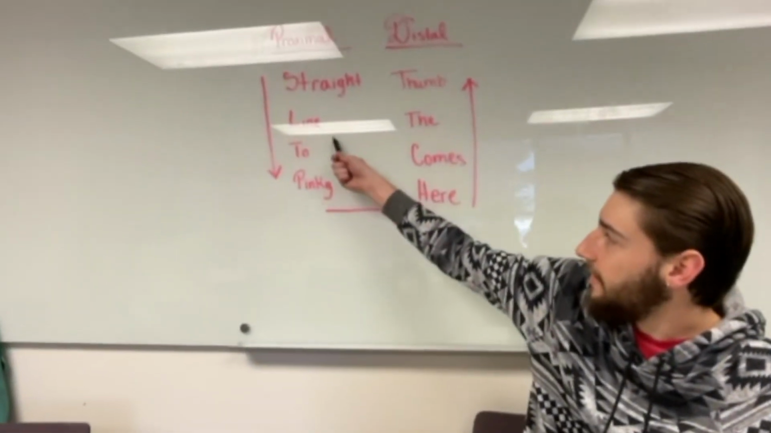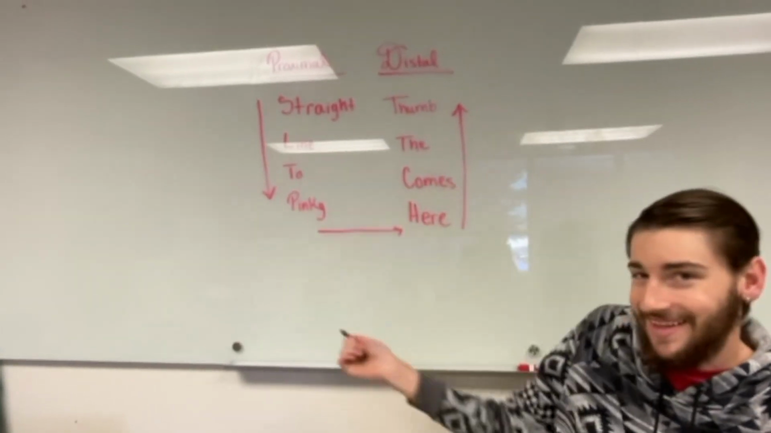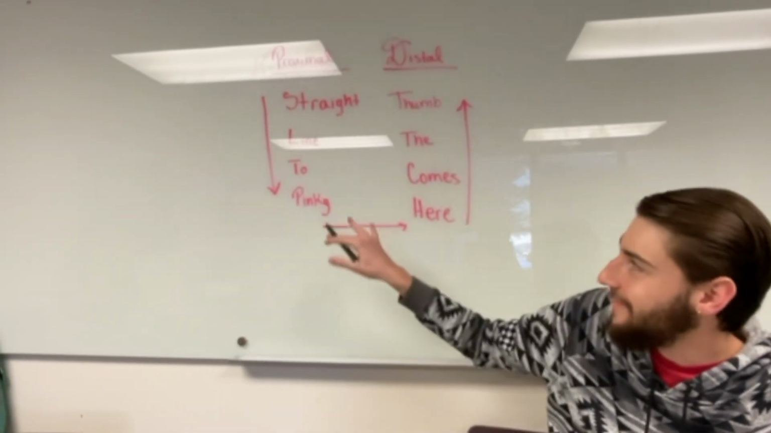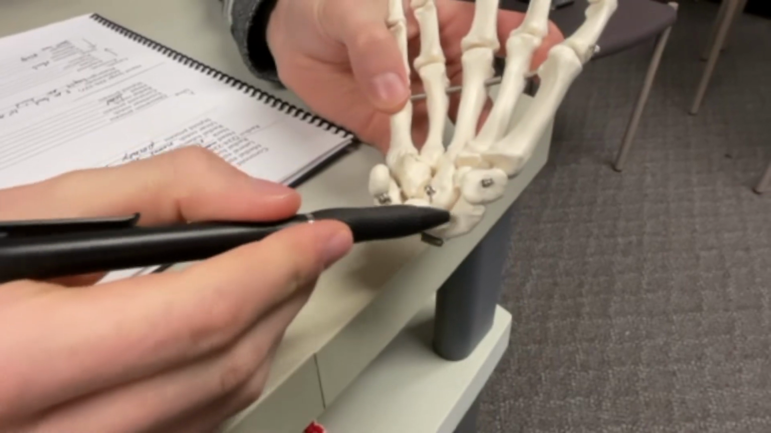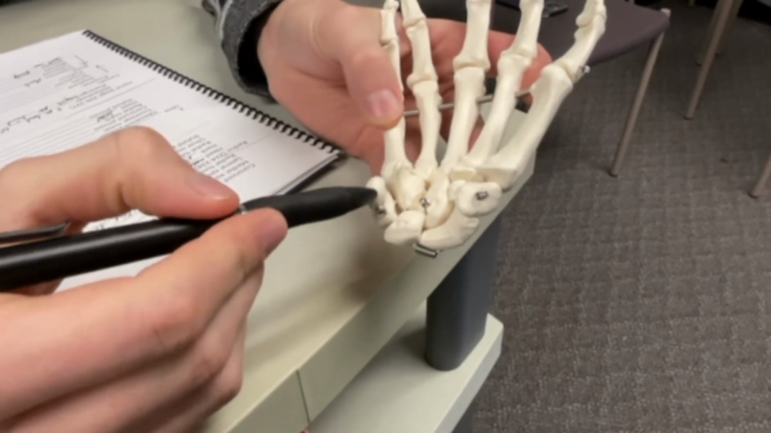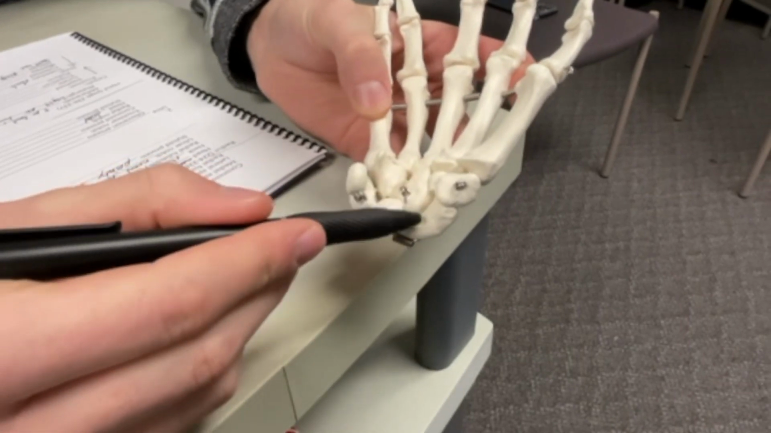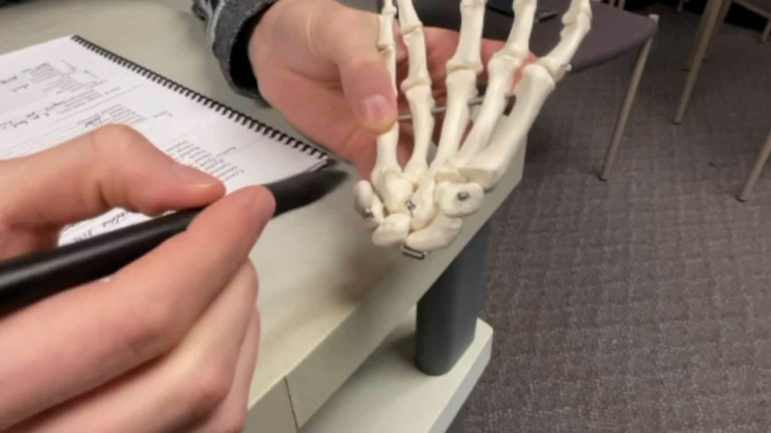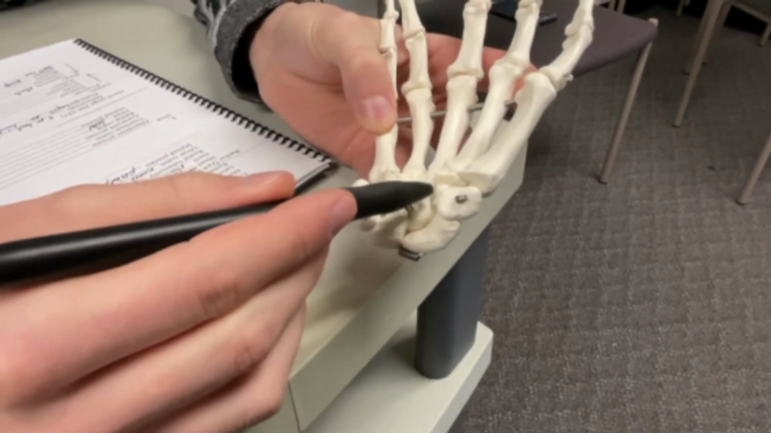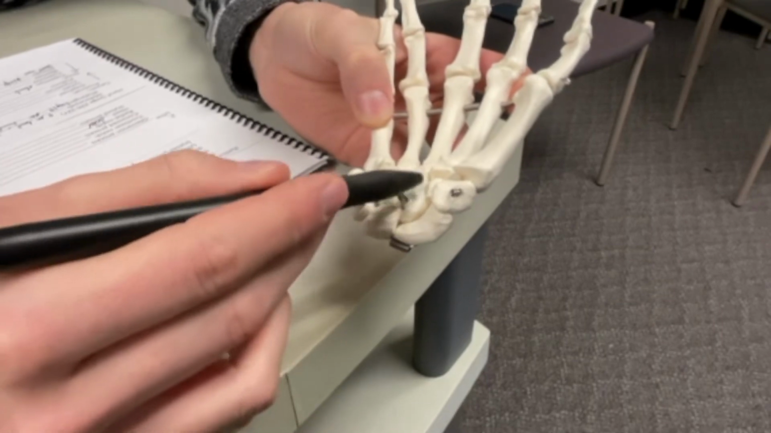That's straight line to pinky. Here comes the thumb. See how it does that loop, right? It kind of takes a loop around all of those words. We're going to do the same thing, but with our carpal bones, right? So we've got straight line to pinky. Here comes the thumb. That's scaphoid, lunate, triquetrium, pisiform, hamate, capitate, trapezoid, and trapezium. Straight line to pinky. Here comes the thumb.